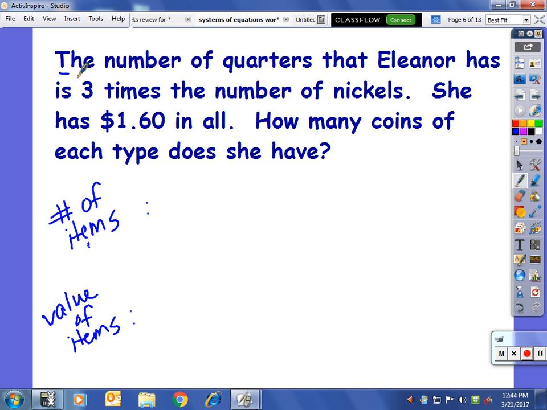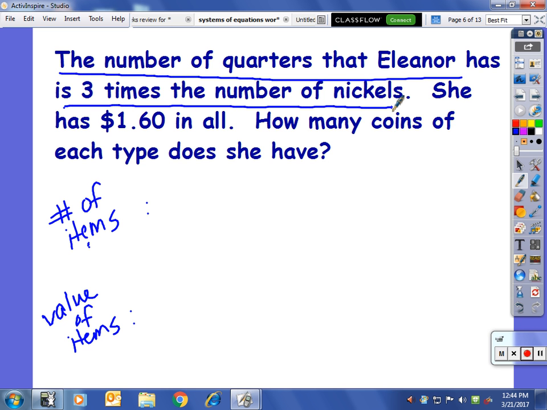Look at this very first sentence here. This has nothing to do with the value of a nickel or a quarter. This is just comparing how many nickels she has to how many quarters she has. What does she have more of? She has more quarters. The number of quarters that she has is specifically 3 times the number of nickels. That's an equation about the actual number of items that she has. It has nothing to do with the value of a quarter or a nickel. What would that equation look like?